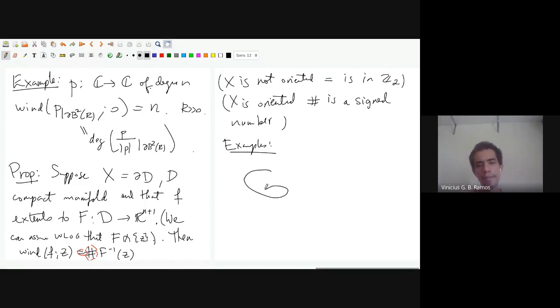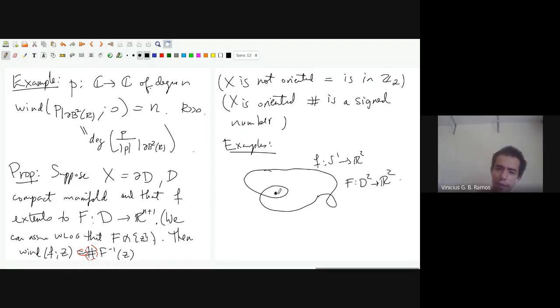So I had something that was more complicated, something like this. But if I took this point here, what I can do is, when I write this picture here, I can actually extend this map from a map of S1 to R2 to actually a map of the disk, the 2-disk, to R2. But the point is that this map is now going to actually have to hit this point here twice, if it's transverse.